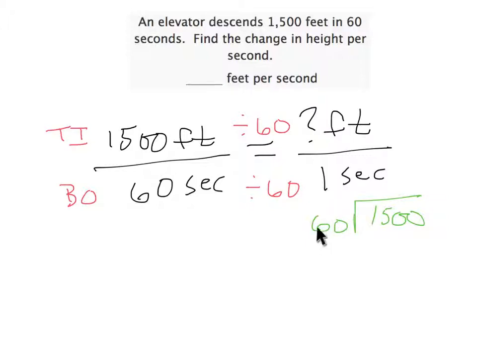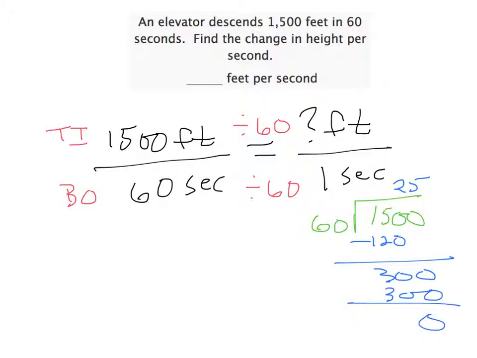So 60 does not go into 1. 60 does not go into 15, but 60 goes into 150 twice. That'll be 120. Subtract. We get 30 and bring down the 0. Now we want to ask ourselves, how many times does 60 go into 300? And it goes in 5 times. So 60 times 25 is 300. And that exits that out. 60 times 5 goes in 300. I'm sorry. So our answer here is 25 feet per second would be your final answer.